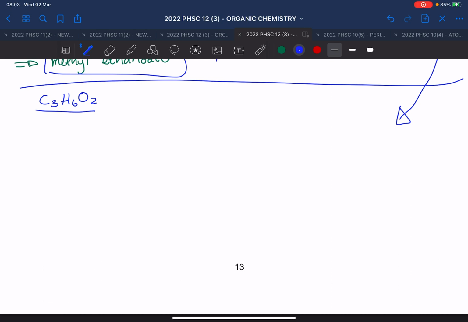The first thing that we just drew there at the top was an ester. I'm going to draw this ester. Check that you agree that the number of carbons are the same.